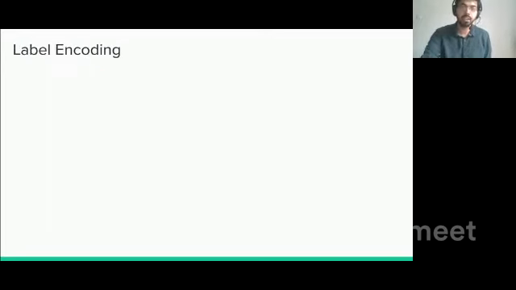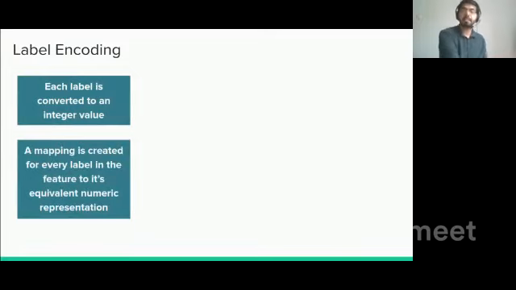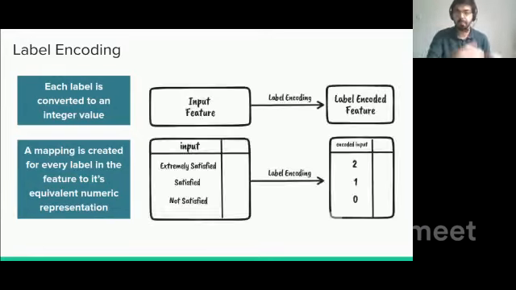So moving on to the first feature engineering technique, which is called label encoding. It's a very simple technique, as you will find out. Each label is converted to an integer value, and it's as simple as that, right? A mapping is created for every label in the feature to its equivalent numeric representation. I will show you an example, and then it will be crystal clear, right?